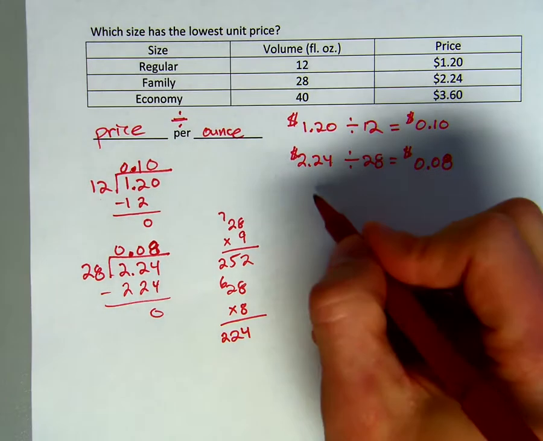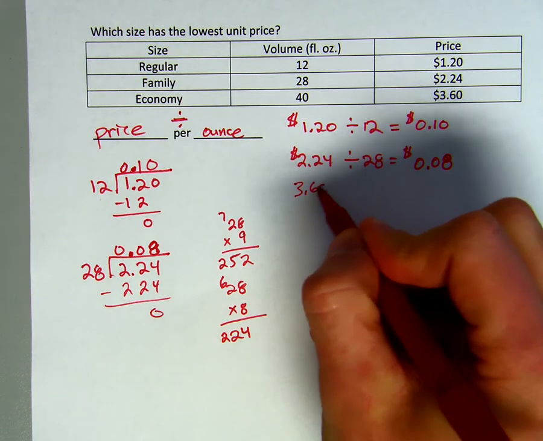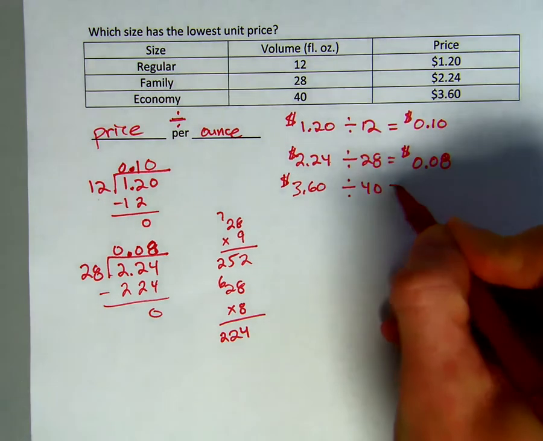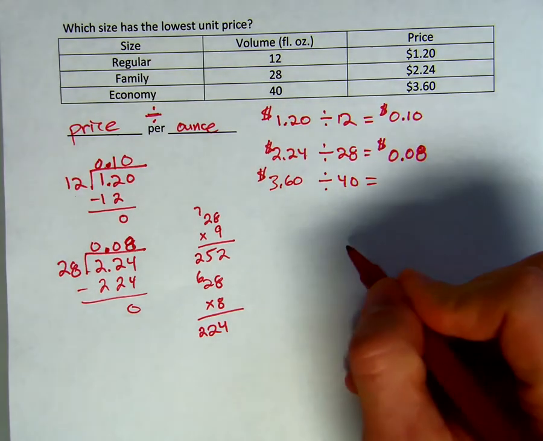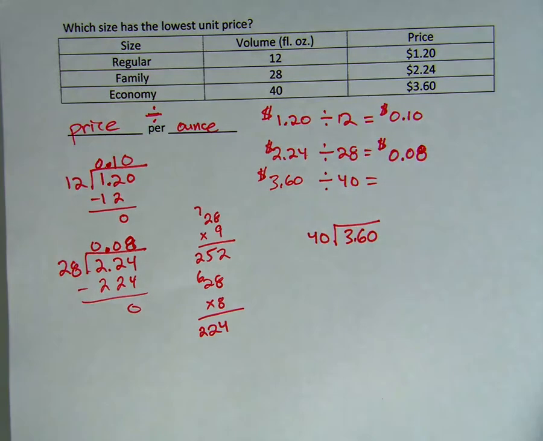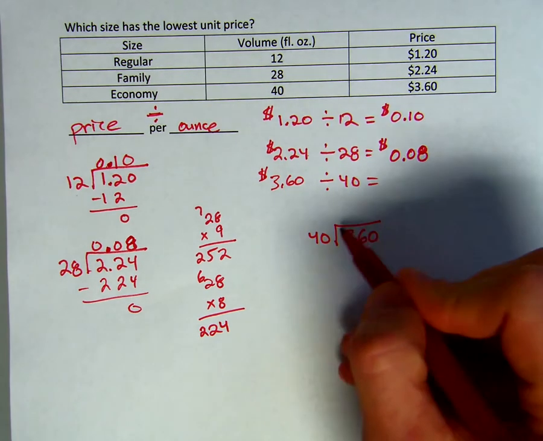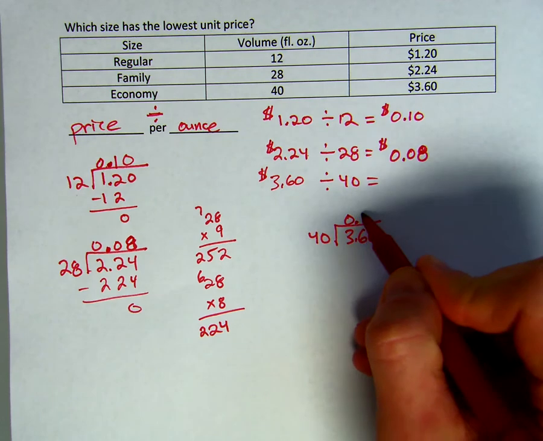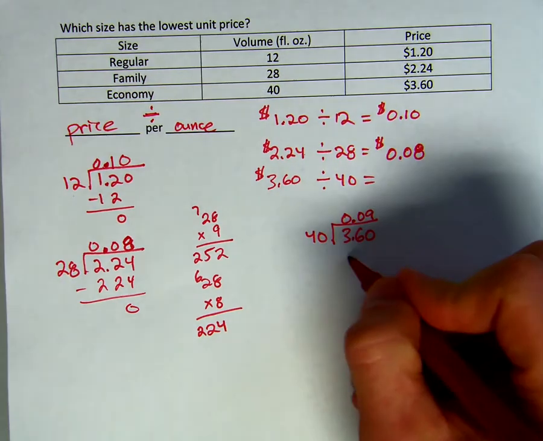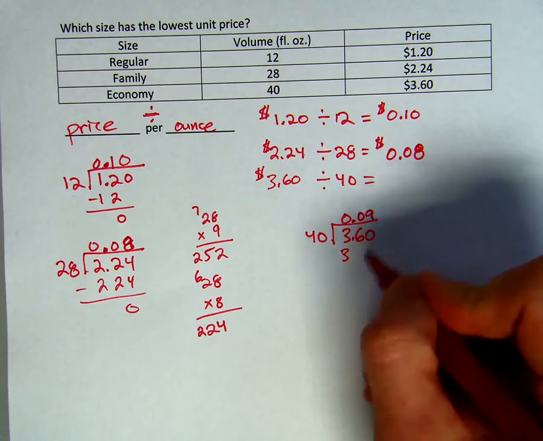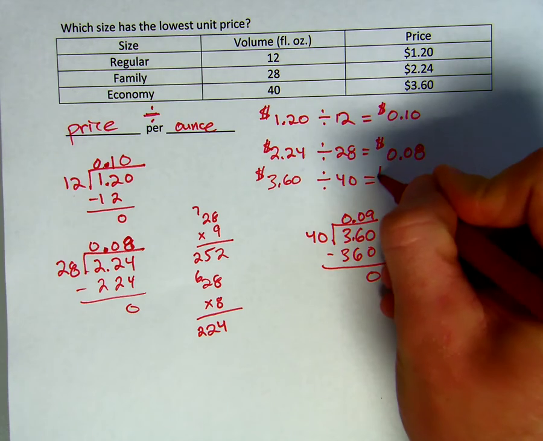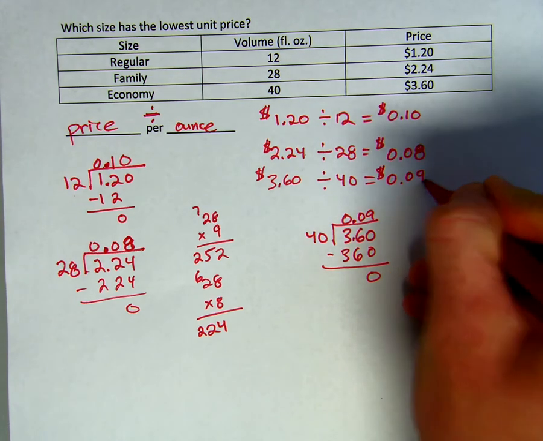Let's try to figure out the economy size now. We have $3.60 divided by 40. We'll do my work. 360 divided by 40. 40 cannot go into 3. 40 cannot go into 36. 40 can go into 360 9 times. And 40 times 9 is actually 360 exactly. So I get an answer of 9 cents.